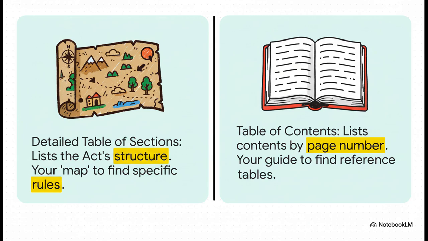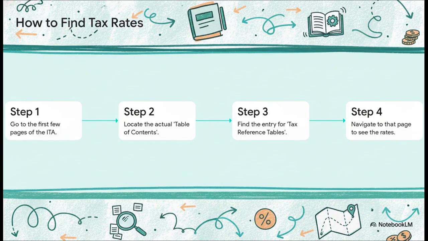But when you need to find reference materials like the tax rate tables, you need the real table of contents, which works just like any other book, organized by page number. So here's the practical step-by-step of how you actually do it. Grab your copy of the Act, physical or digital, doesn't matter, and go right to the very first few pages. You're looking for the page that's literally titled Table of Contents. Just scan down that list until you find an entry that says something like Tax Reference Tables, and then just go to that page number.